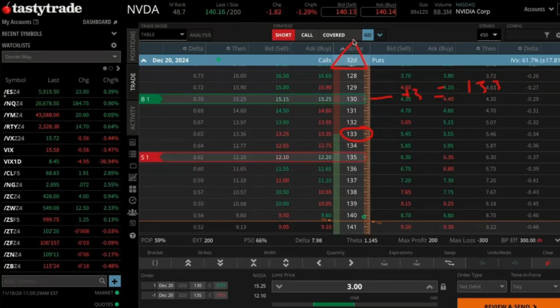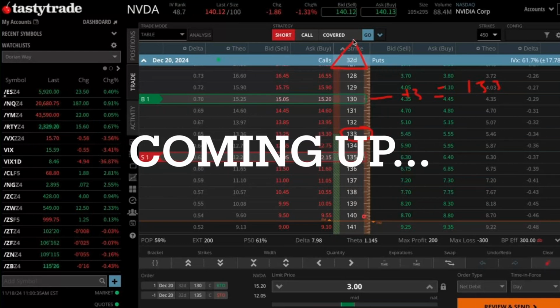Intrinsic value is time value. That's what we normally are doing here at the Dorian Trader. We're trading out of the money, which is all extrinsic value. It's all based on time.